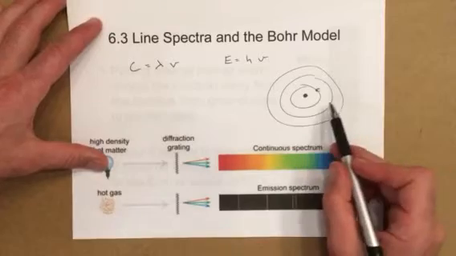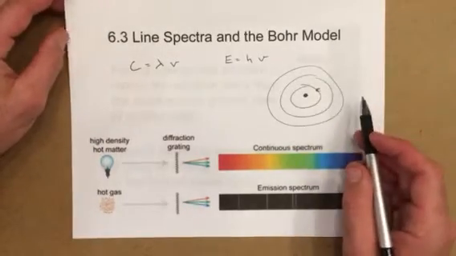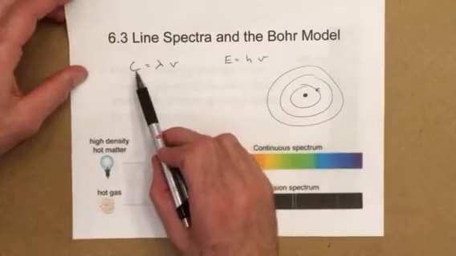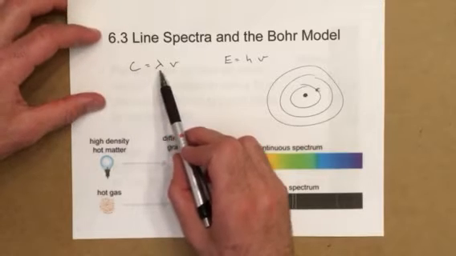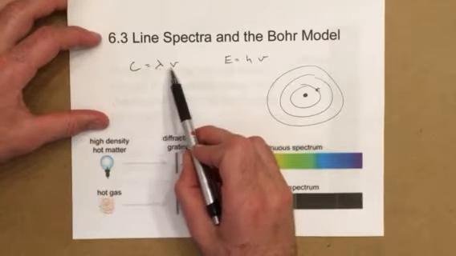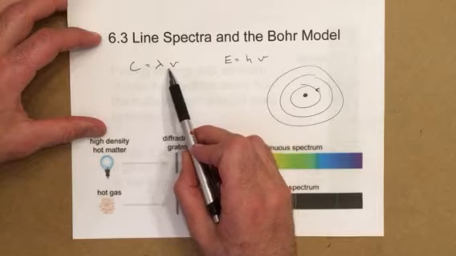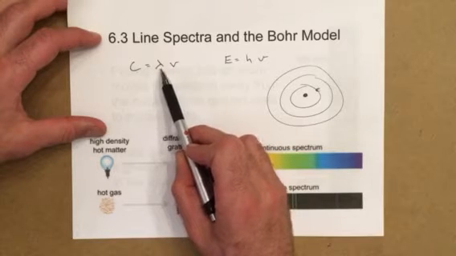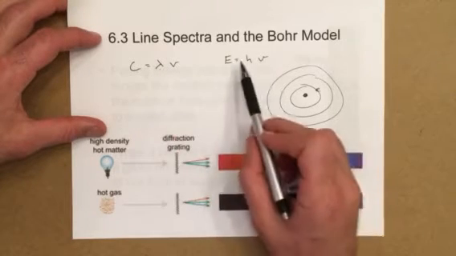And so what evidence do we have for this model? How did Bohr come up with this? Well, in the last section, we looked at these two equations. The speed of light is equal to wavelength times frequency. So wavelength and frequency are inversely related. When the wavelength is high, the frequency is low, and vice versa.